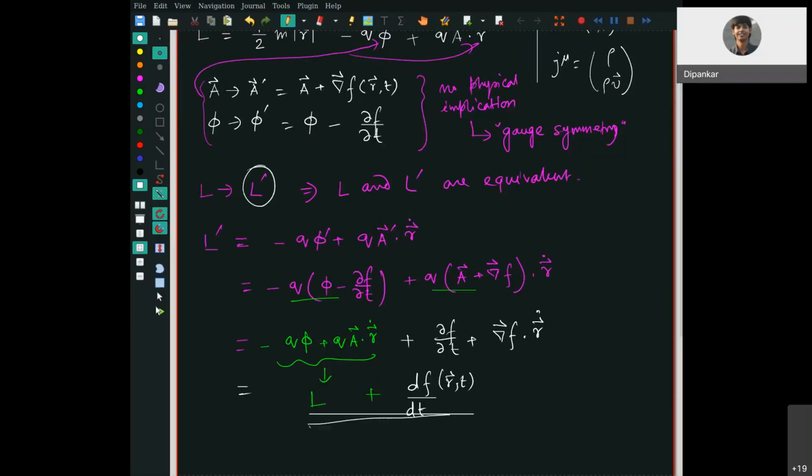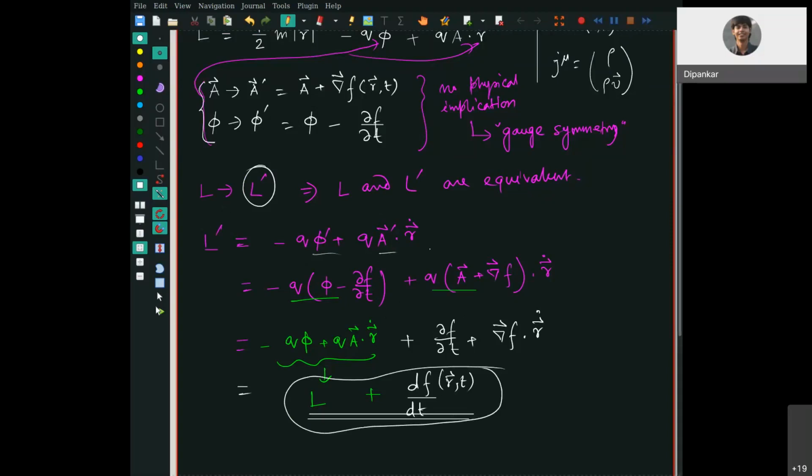So L prime equals L plus df dt, and you want a Lagrangian in terms of phi and A such that if you make these changes, the Lagrangian transforms into this. If you want that, then this is the simplest Lagrangian that you can write, and this is a kind of reverse justification of why this works. We will try to get a better understanding of why it is so sacred, why these gauge symmetries are so sacred.